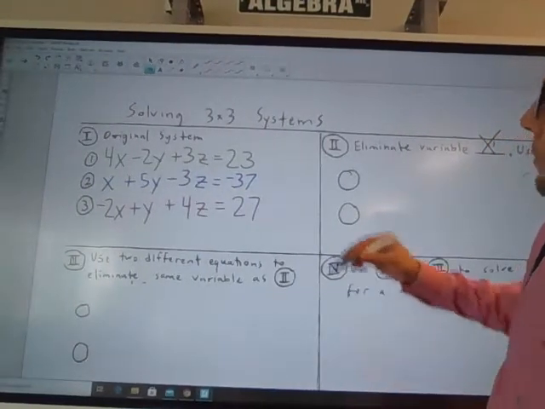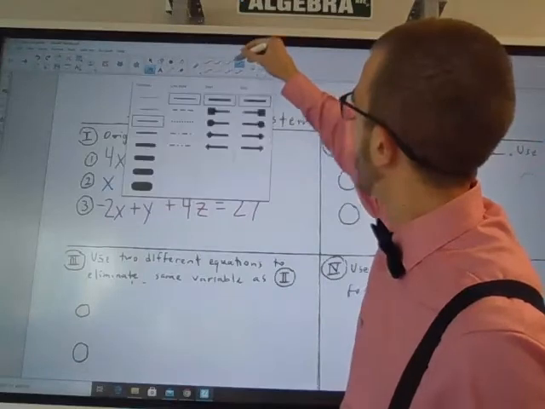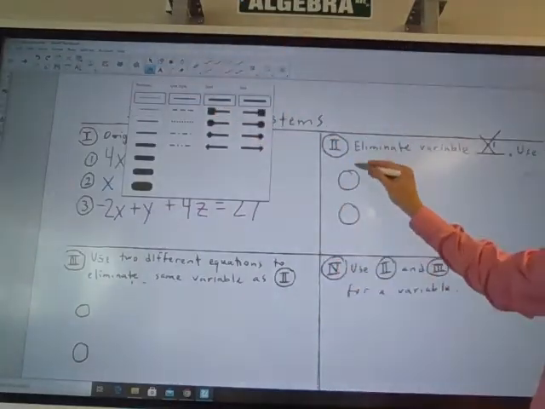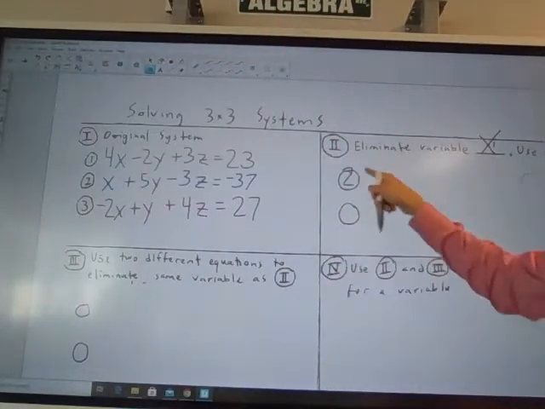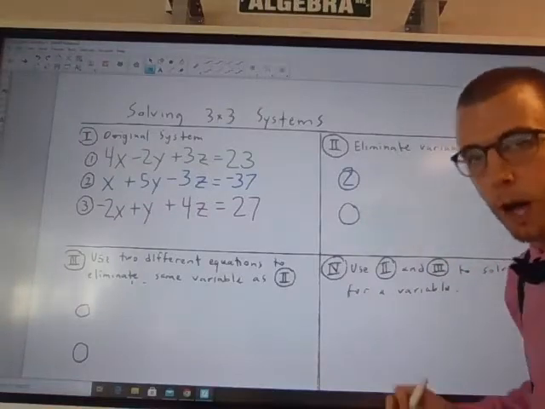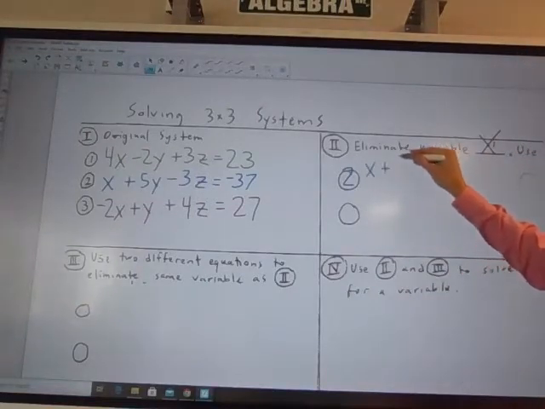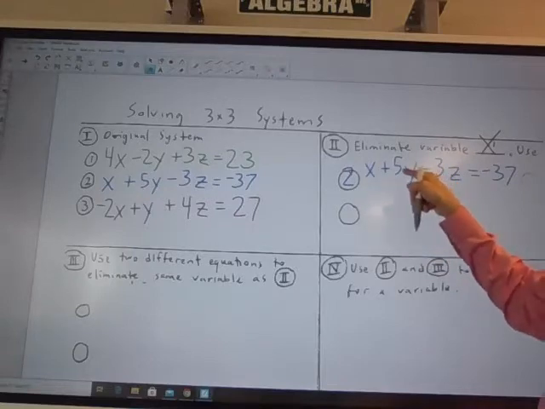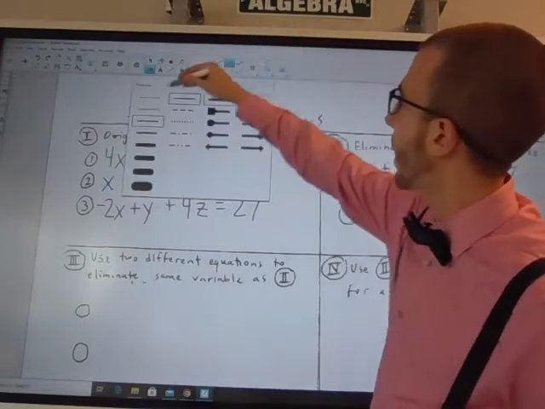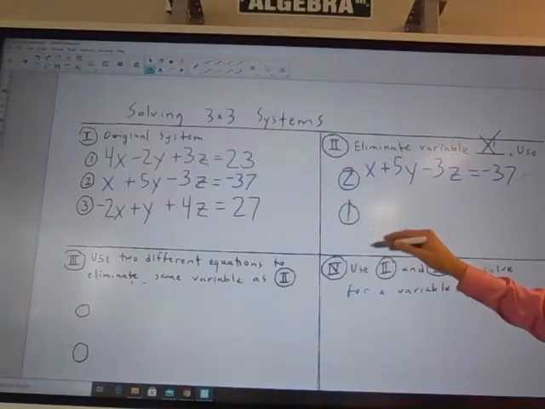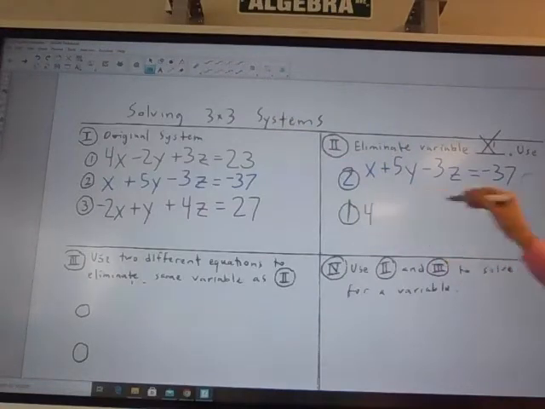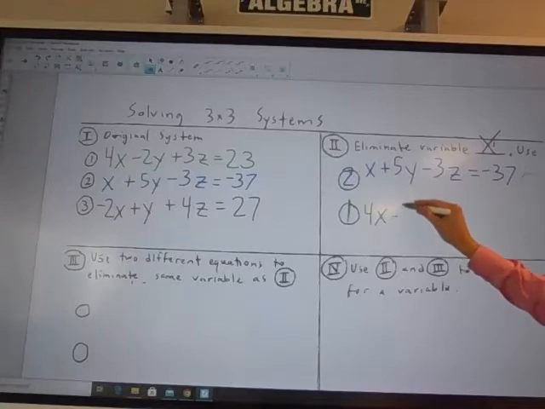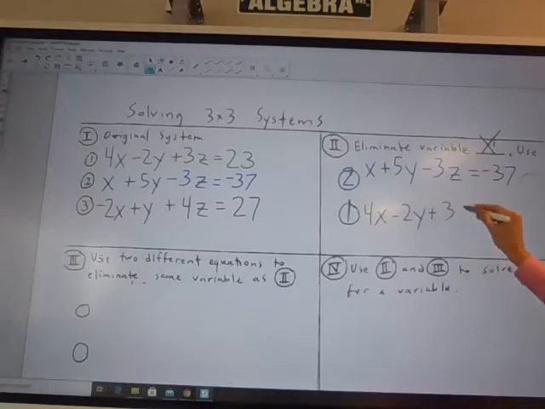That's the variable I'm focusing on. The two that I'm going to start with are equation 1 and 2, but I'm going to write equation 2 on top, and you'll see why in a minute. So I have x plus 5y minus 3z equals negative 37. That's equation 2. Now I said I'm also going to use equation 1, so I'm going to rewrite that now. I'm leaving a space between here. 4x minus 2y plus 3z equals 23.